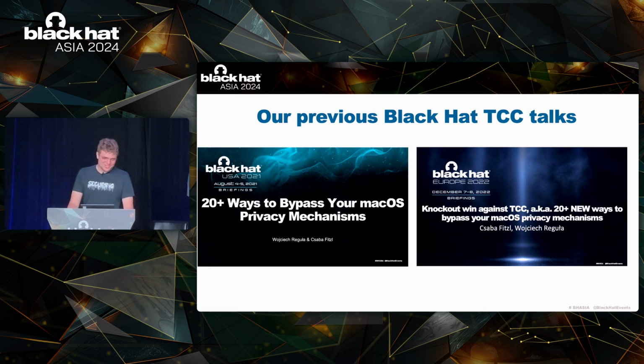So this presentation is a research continuation that we have been doing for the last 4 years or so. Yeah, the last 4 years passed fast. We presented our first TCC talk at BlackHat US 2021, which was 20 plus ways to bypass your macOS privacy mechanisms. After this talk, we again found 20 more TCC vulnerabilities, and that resulted in our second BlackHat talk, Knockout Win Against TCC, aka 20 plus new ways to bypass your macOS privacy mechanisms.